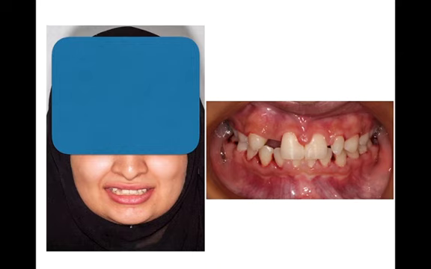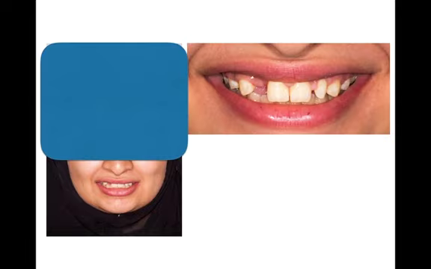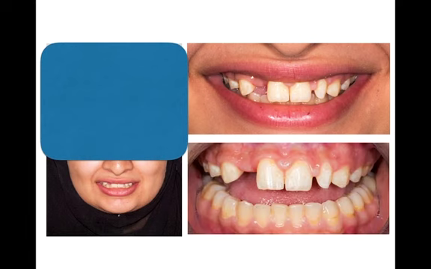Now definitely this is not how the patient would like to look, and the gingiva is not good enough to go for a restorative treatment. So now she needs to go for a periodontal treatment, and this periodontal treatment first started with phase 1 of treatment, which is stabilization. So oral hygiene instruction is given to the patient.